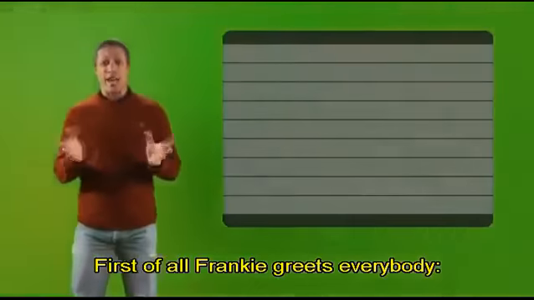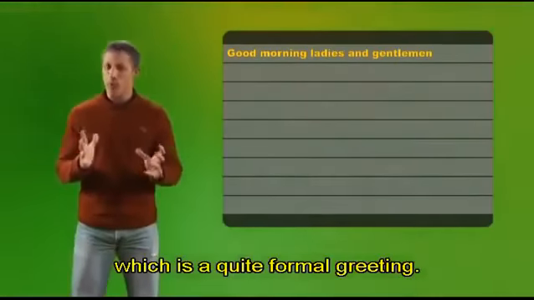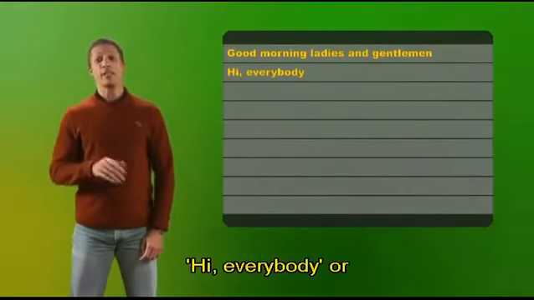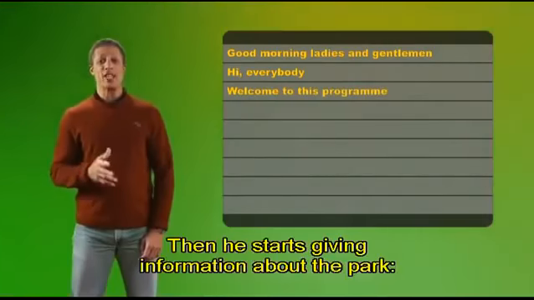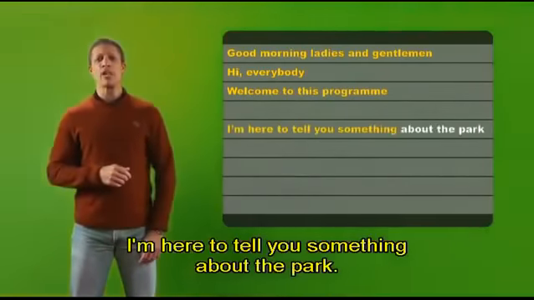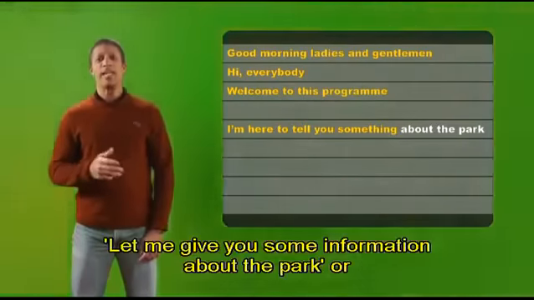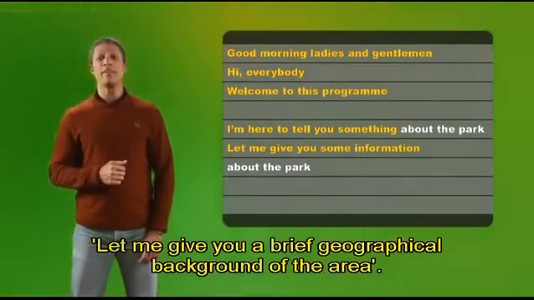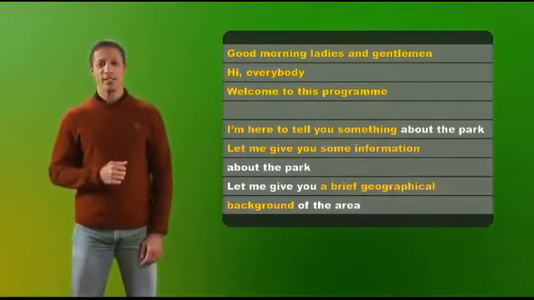First of all, Frankie greets everybody. Good morning, ladies and gentlemen, which is a quite formal greeting. But he can also say, hi, everybody, or welcome to this program. Then he starts giving information about the park. I'm here to tell you something about the park. You can also say, let me give you some information about the park, or let me give you a brief geographical background of the area.